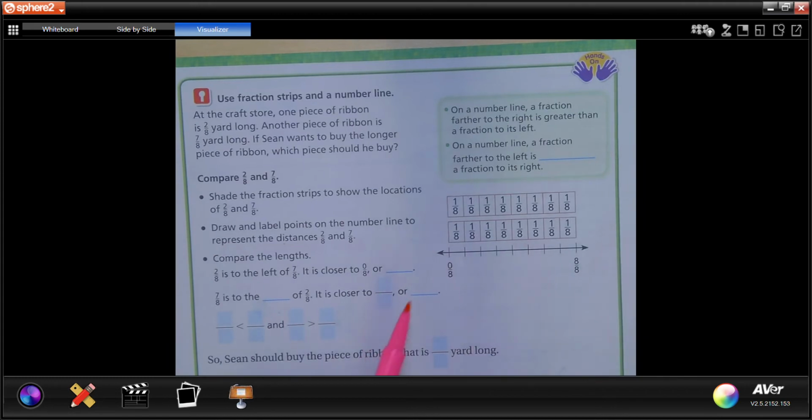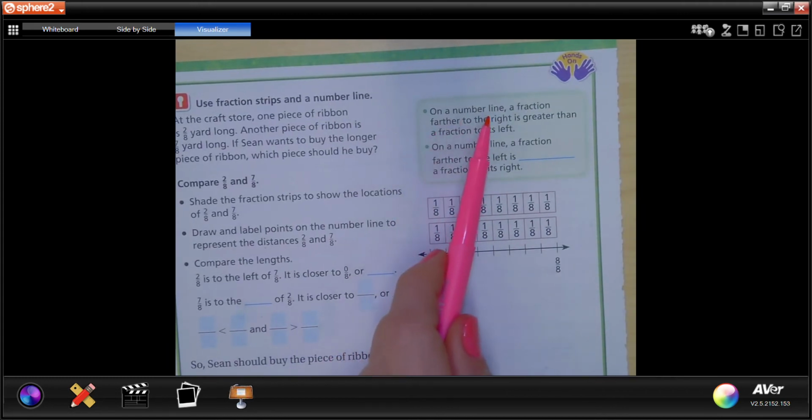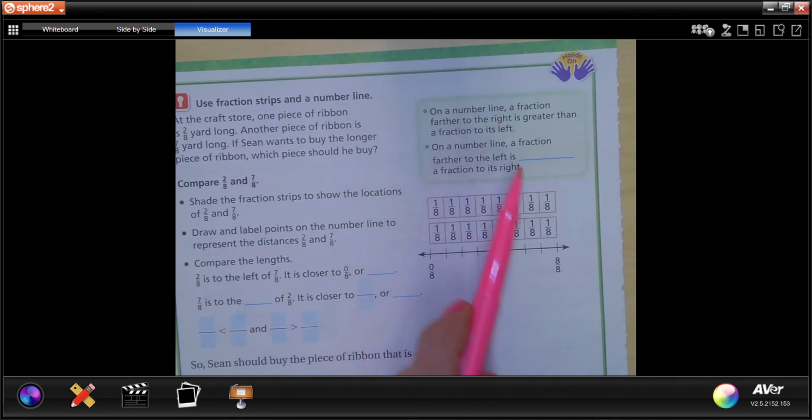Okay. On a number line, a fraction farther to the right is greater than a fraction that's to its left. On a number line, a fraction farther to the left is what? It is less than a fraction to its right.